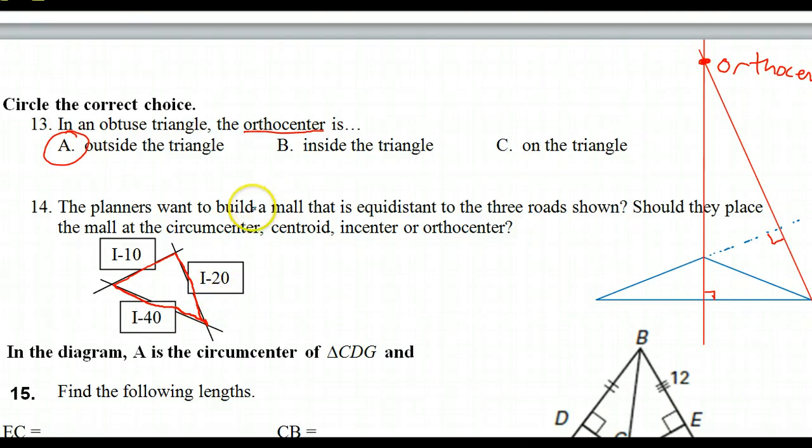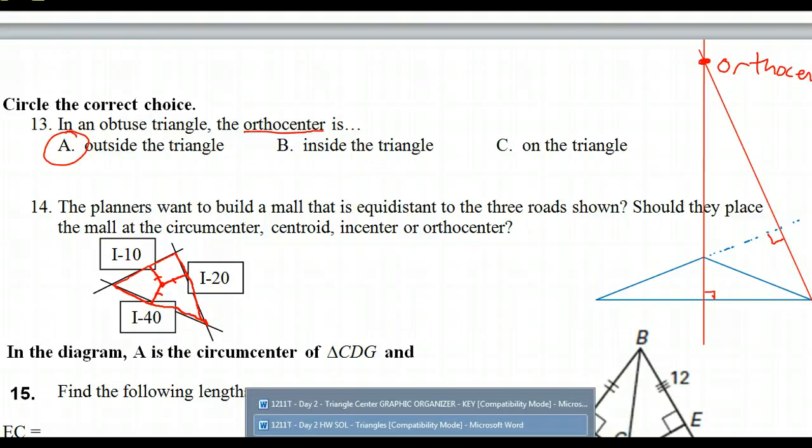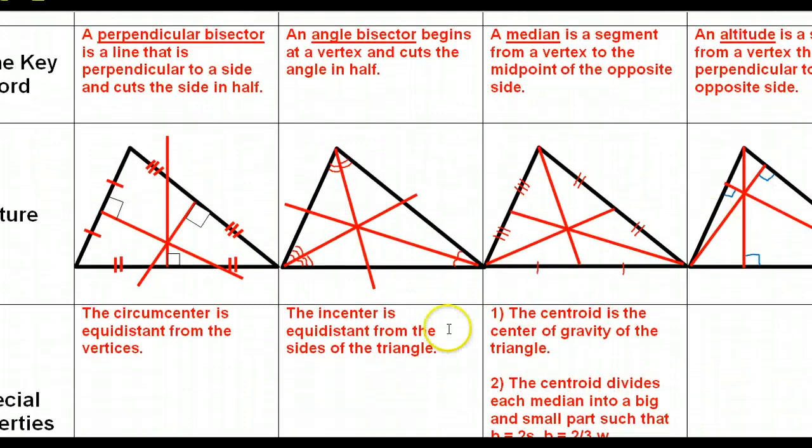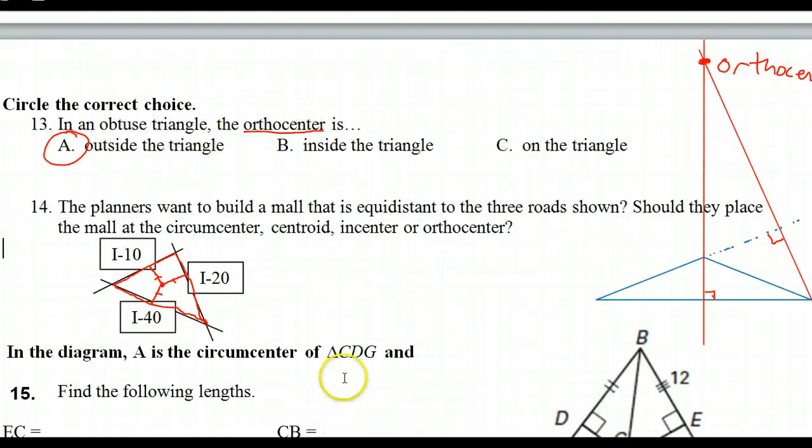So we really are saying that we want the mall to be equally distant to these roads. So we're looking for something where the distance to that road, the distance to that road, and the distance to this road will all be the same. And the point of concurrency that is equidistant to the sides of a triangle like this is your incenter. The incenter is equidistant from the sides of a triangle. So that's the answer to this particular question: we should pick the incenter.